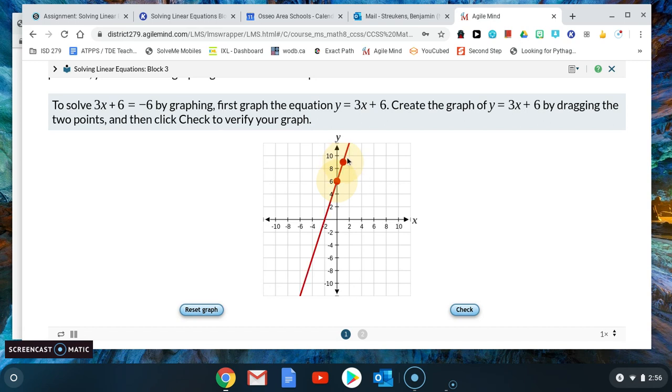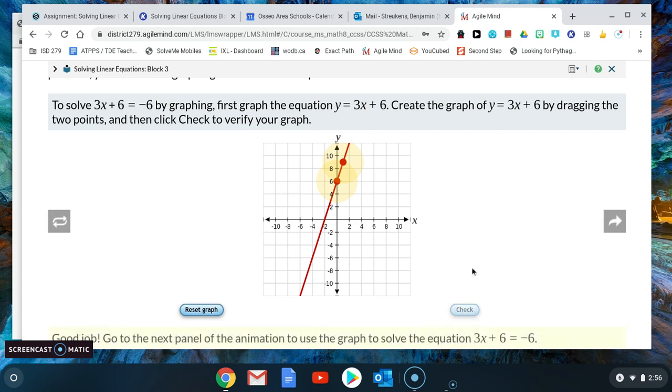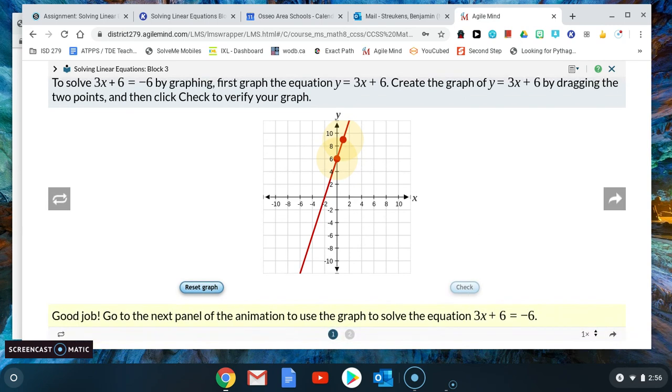Now you see that it's in the middle here because it's only going up by 2s here. So I want it to go up 1, not 2, to the next line, just like 9 is in between 8 and 10. So I'll hit check. Good job. Now it says go to the next panel of the animation to use the graph to solve this equation.